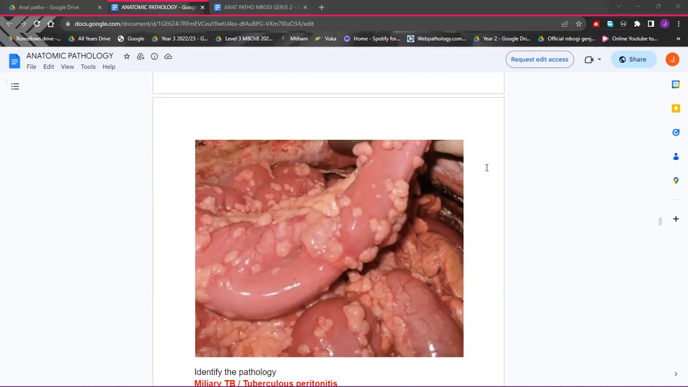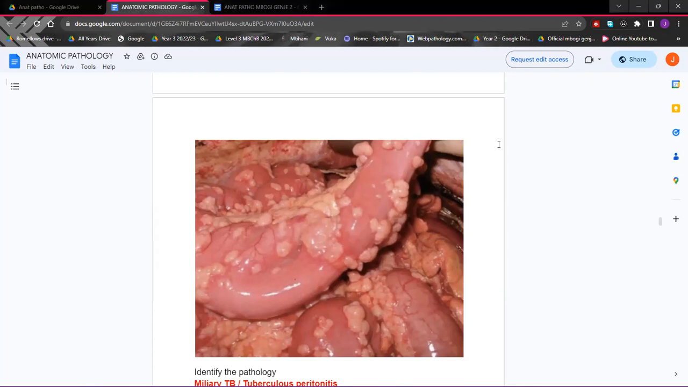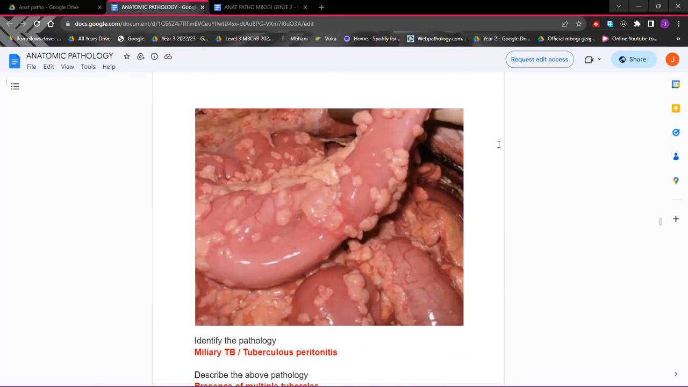So what will be the diagnosis of this pathology? We can see down there, miliary TB, or tuberculous peritonitis. This is when you have a TB infection that is outside the normal place that you expect to find it, that is the lung or the chest cavity. So when TB spreads like this, we call it extrapulmonary tuberculosis. And this example here, tuberculous peritonitis, is a good example of extrapulmonary TB.